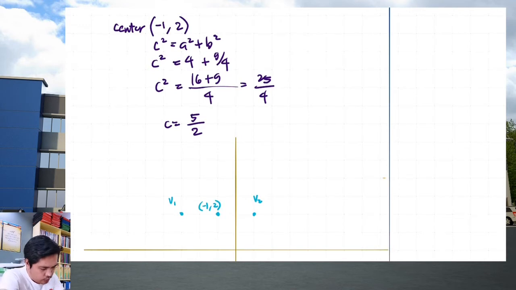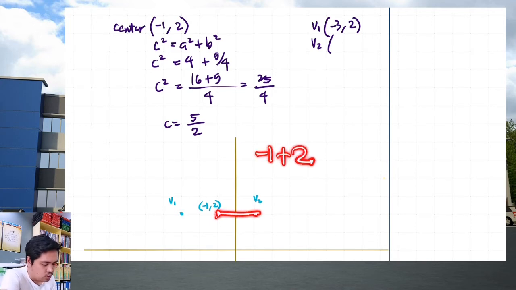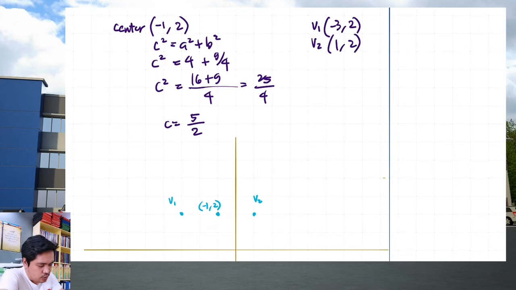For the coordinates of the vertices, we have v1 and v2. v1 is just located at, so we start with negative 1, then we move to the left 2 units, so negative 1 minus 2, so it's negative 3. Negative 3, 2. And the other vertex is located here, then we move 2 units to the right, so that's negative 1 plus 2 units, that's positive 1. So the other vertex is located at 1, 2.